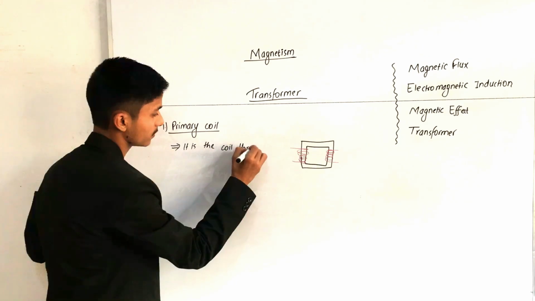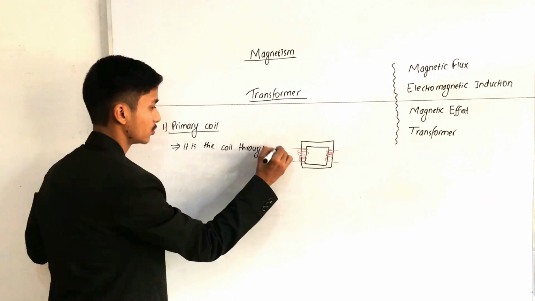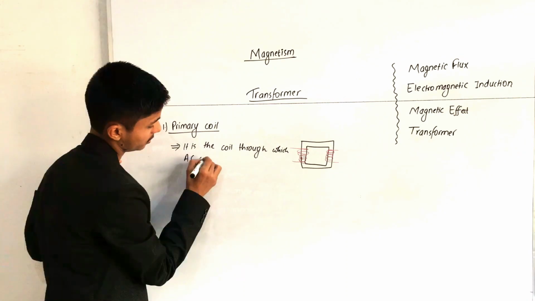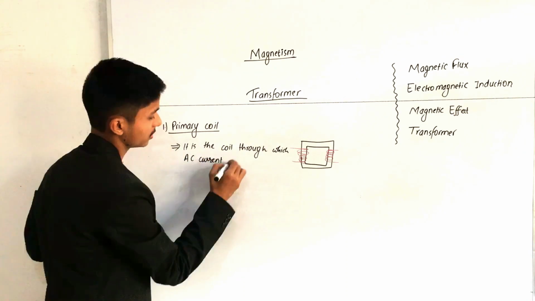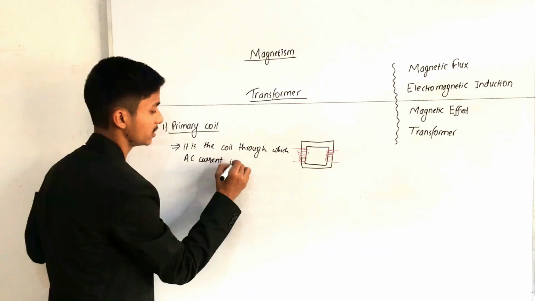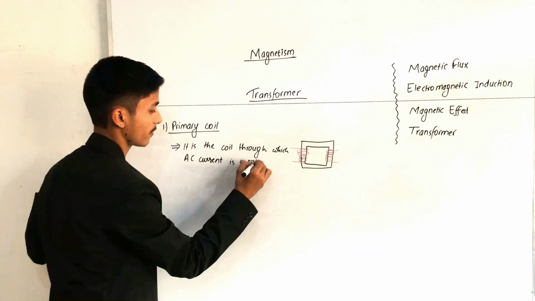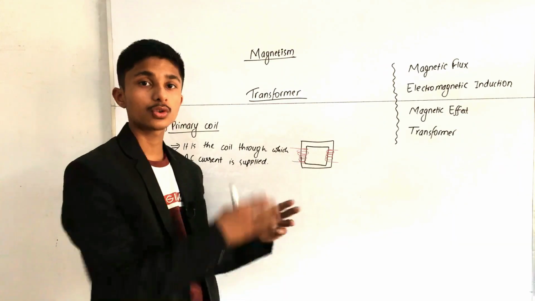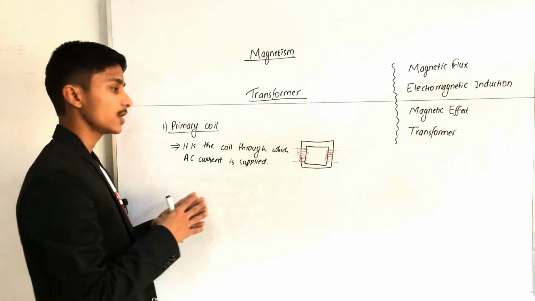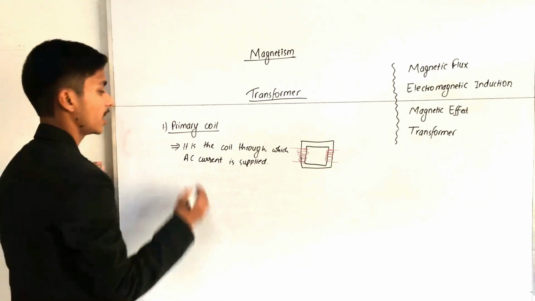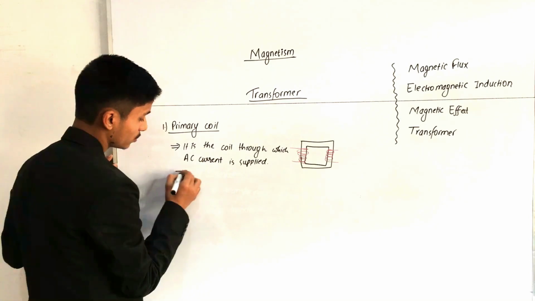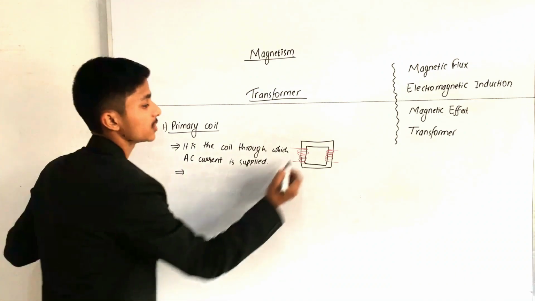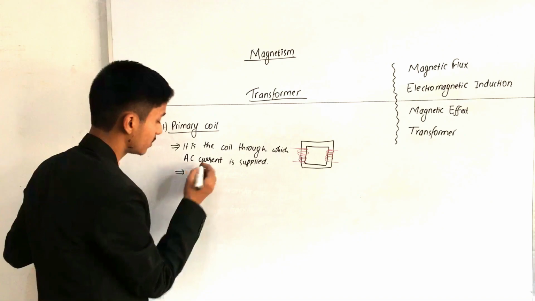It is the coil through which AC current or voltage, you can say, is supplied. It means it is connected with the source of electricity. It is connected with the source of electric current. Okay, now under this we know what is primary turning. What is primary turning? It means the number of windings of this coil is called primary turning.